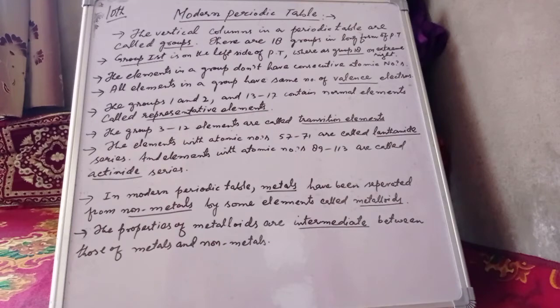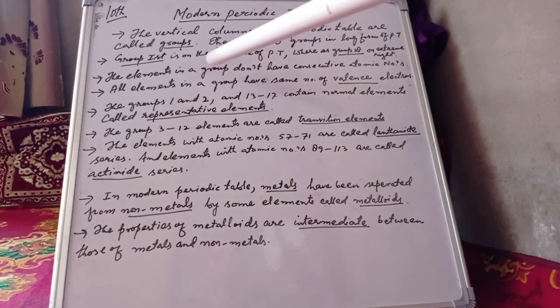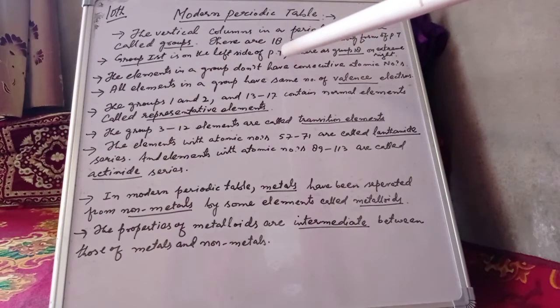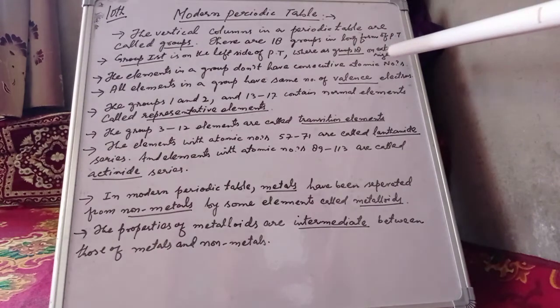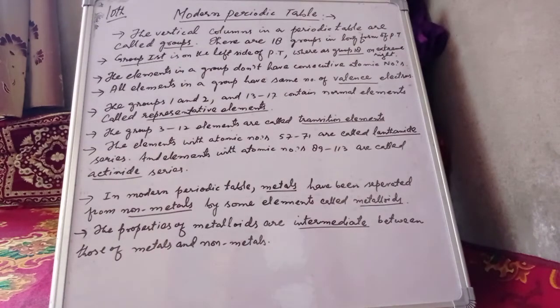Dear students, group first is on the left side of the modern periodic table, while group 18 is on the extreme right side of the modern periodic table, or the extreme right side of the long form of the periodic table. Got it here, dear students?